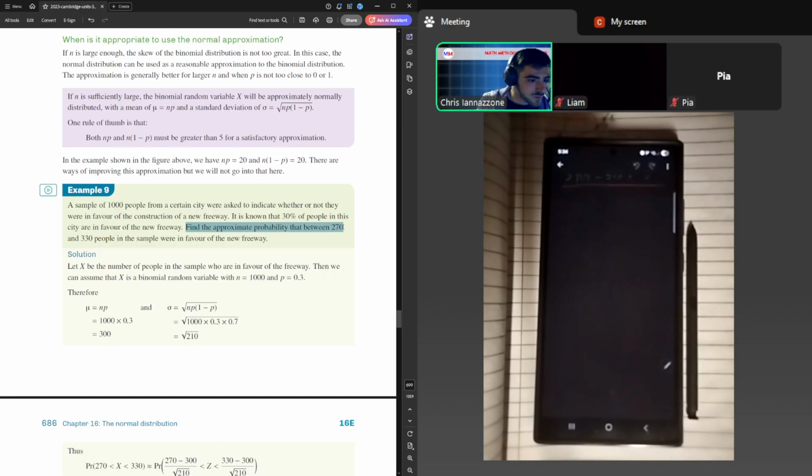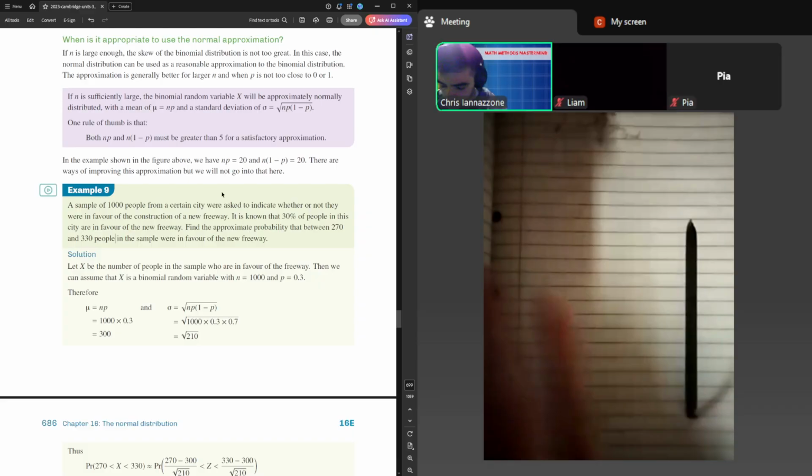Now, from there, find the approximate probability that between 270 and 330 people are in favor. Normally in binomial, you would do a binomial CDF for this because you have a range of possibilities. You would figure out your n, being 1,000 because that's your total sample size, p being 0.3 because that's the probability of a quote success. And then your range of values would be 270 to 330.